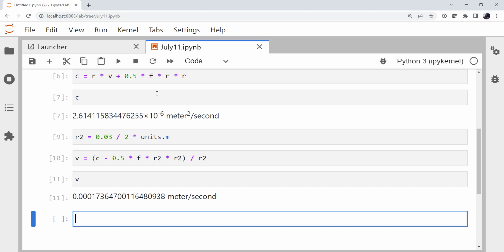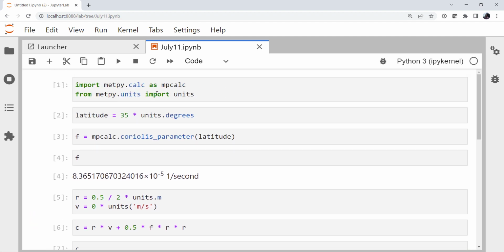But if you go through and replace these numbers with something on the scale of a hurricane, and wind velocities on the scale of a hurricane, you'll see that the number does become significant. This is one example of how you can use MetPy to do some quick back-of-the-envelope calculations to prove a concept to yourself or your students.